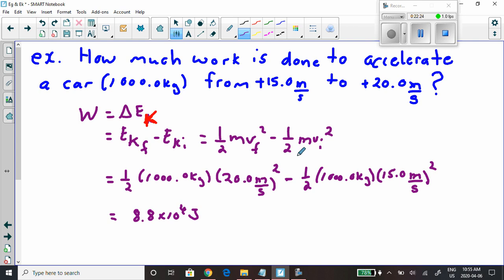And then we repeat half the mass times the initial speed squared. I'm saying that on purpose here. It's not a vector here. It's just the magnitude of the velocity, also known as speed. All right? Then we do our mathematics, and we get 8.8 times 10 to the 4 joules. It's very important you realize that work and energy are scalars. So this is not final velocity squared, it's final speed squared, and initial speed squared. Very important you remember that.